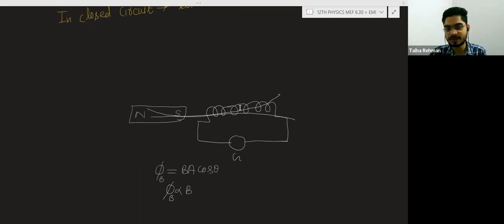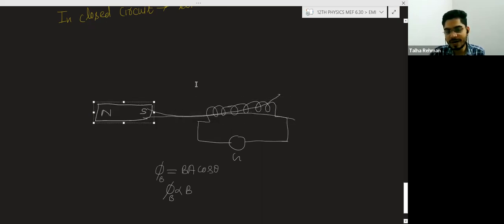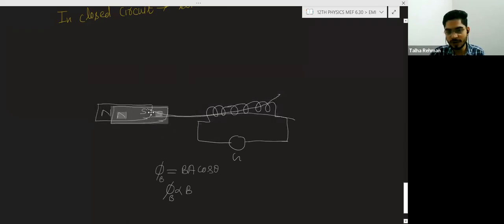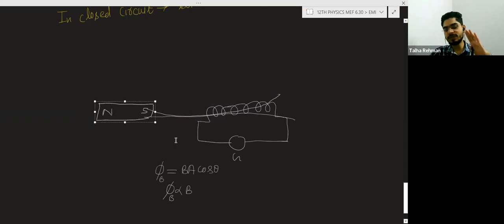Okay, this is the magnet, this is the coil. These are the magnetic field lines due to the magnet. So due to this magnet, there will be a magnetic field. When this magnet moves away from the coil, the magnetic field at the coil will decrease. When this magnet moves towards the coil, the magnetic field will increase. And what is magnetic flux? BA cos theta. Area constant, theta constant, so this term will remain constant.